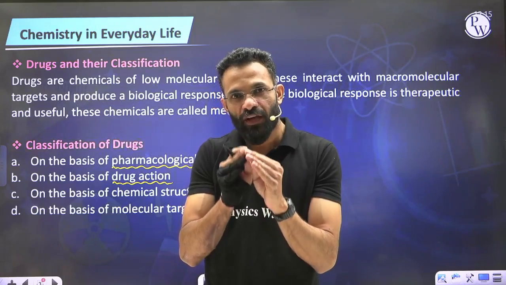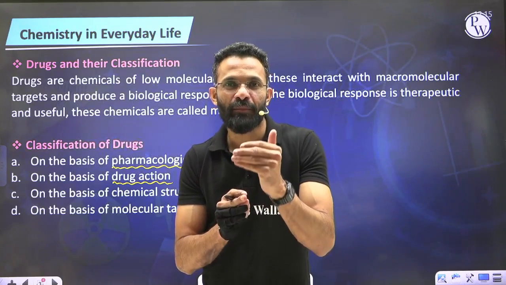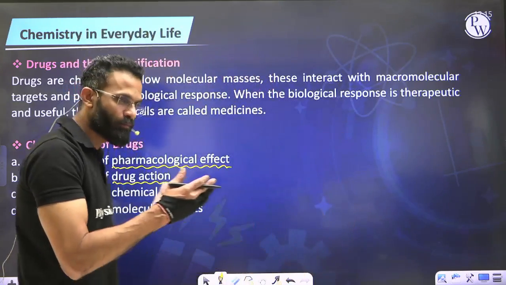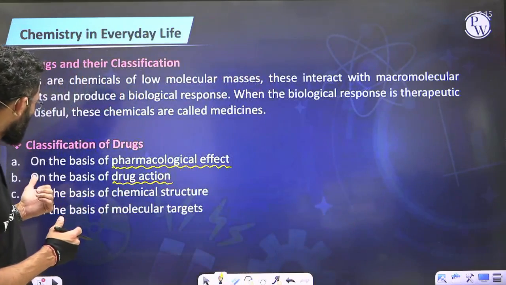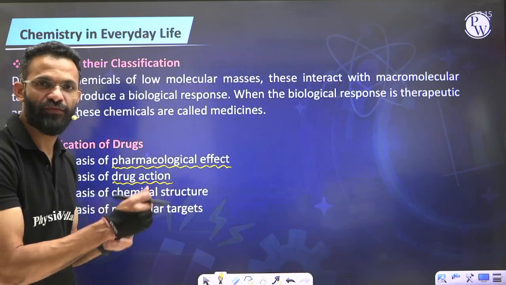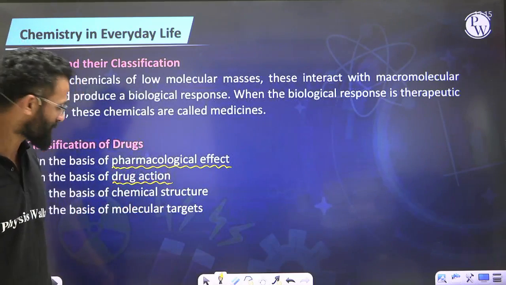So this way, when we classify the drugs on the basis of treatment against a particular biological process, then we put those drugs in the category of classification on the basis of drug action. So it's very specific with respect to the action of a drug against a particular biological process.